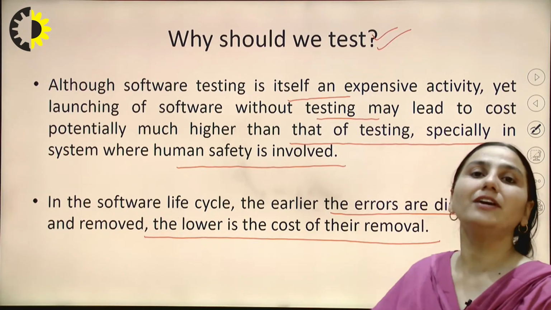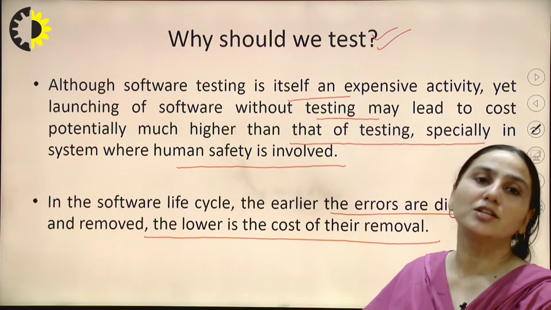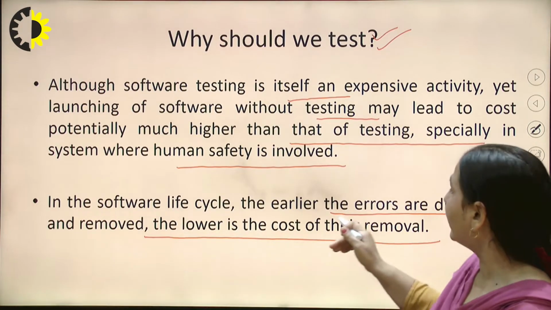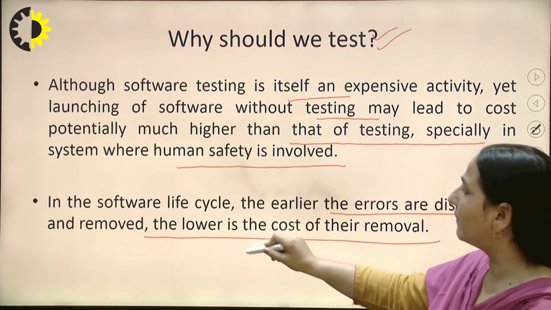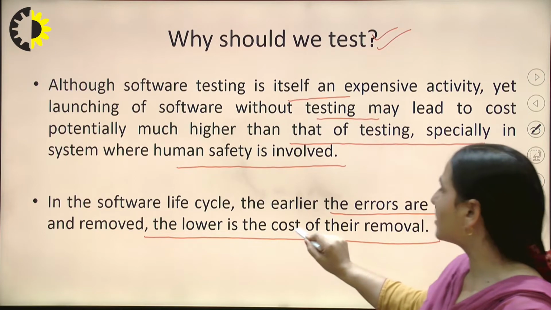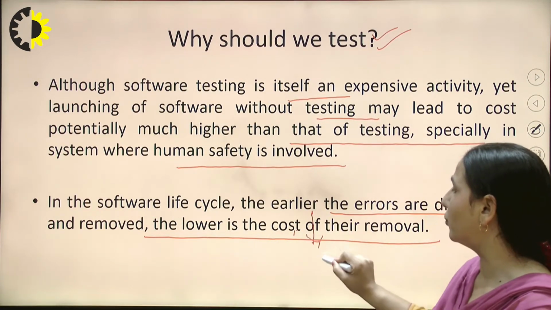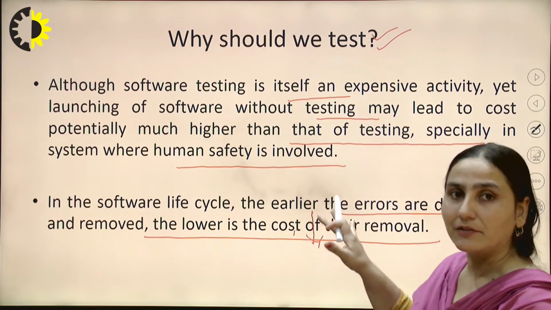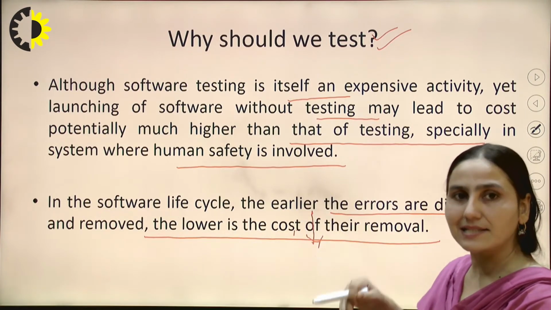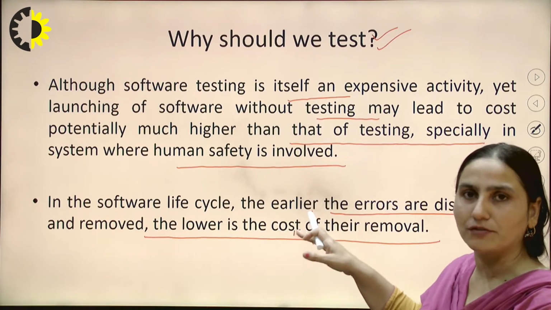The later we find a particular type of error, the costlier it is to resolve it. So it's better to find the error at an initial level so that the cost of testing is lowered. It is one of the most important factors when we are dealing with the development of a particular software. So it's important that we get the errors as early as possible so that the cost of this testing becomes lower.